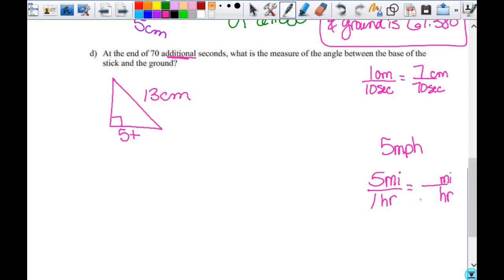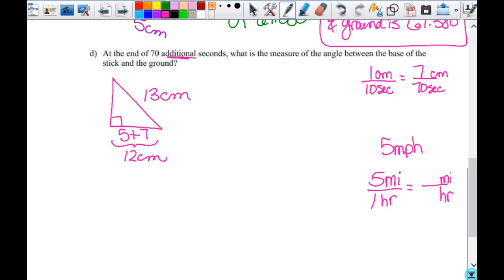That way you don't ever get yourself mixed up between multiplying and dividing, because y'all can do proportions. All right, so just think of it that way. It makes it way, way easier. All right, so with all that said, I know that this is 5 plus how much? 7, which means altogether now this is 12 centimeters.